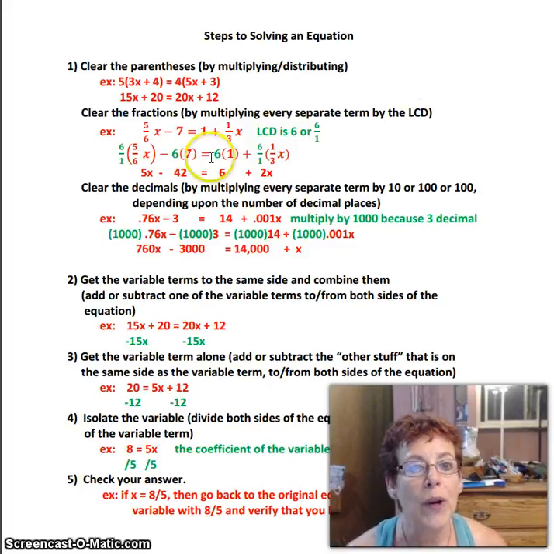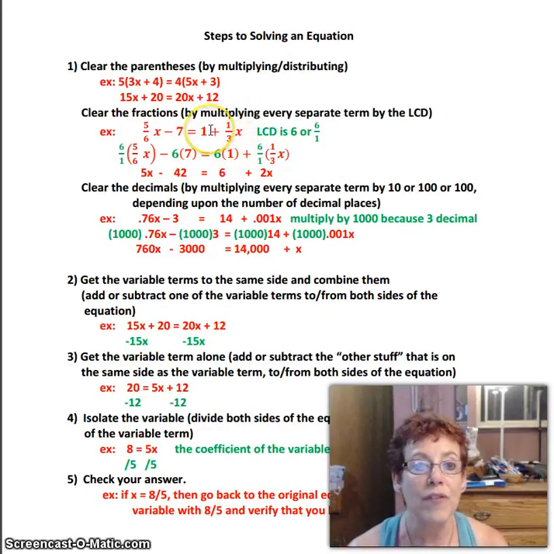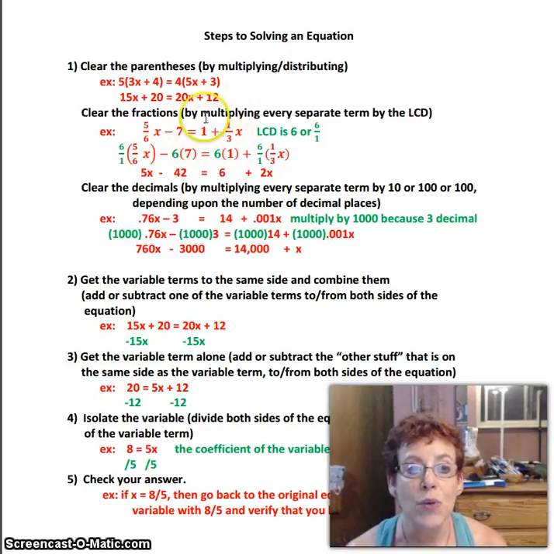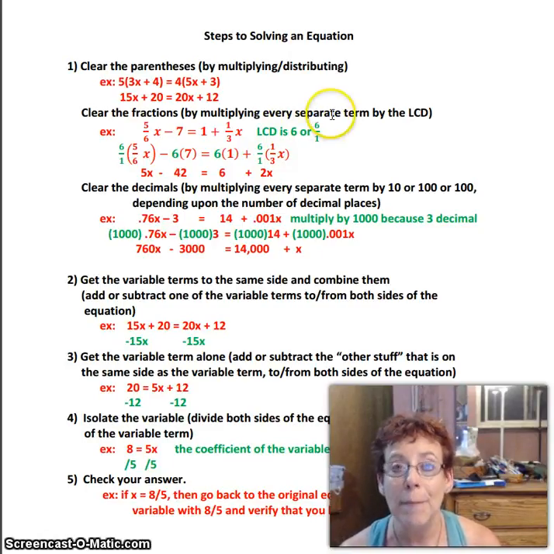So here's an example where we have a fraction on the left side and a fraction on the right side. The least common denominator happens to be 6. It's a number that both denominators go into evenly. 6 times 1 is 6, and 3 times 2 is 6. So we find that least common denominator, which in this case is 6, or 6 over 1. Now to get rid of those fractions, we multiply everything on both sides of the equation, each term, by 6, or 6 over 1, which is the same thing.